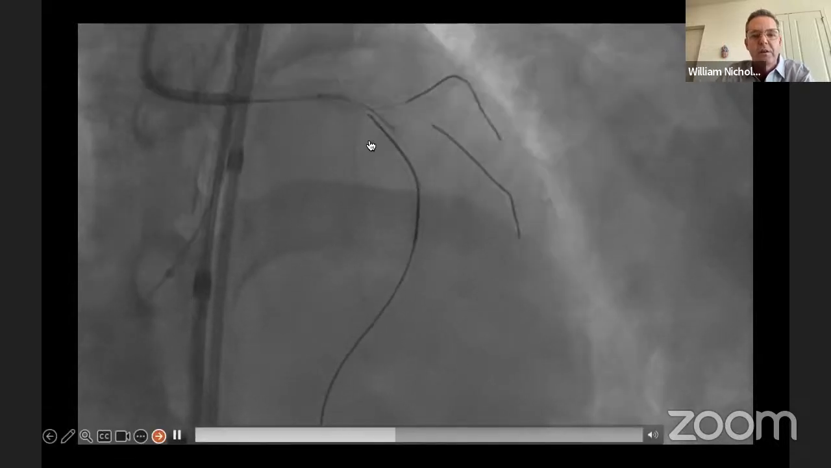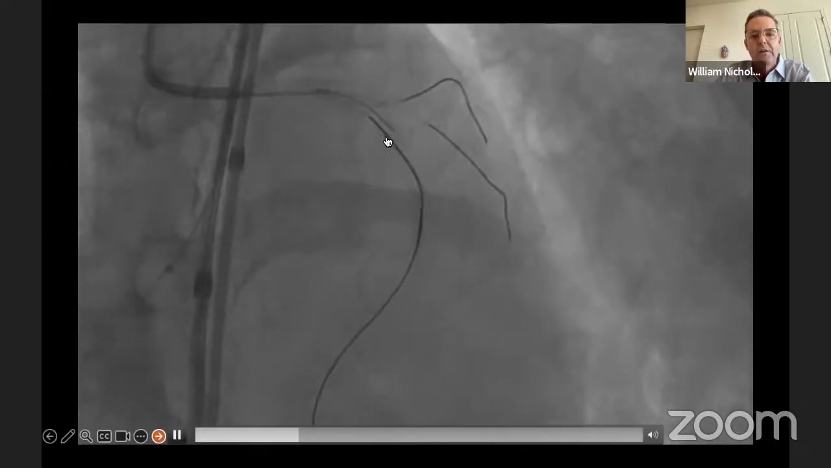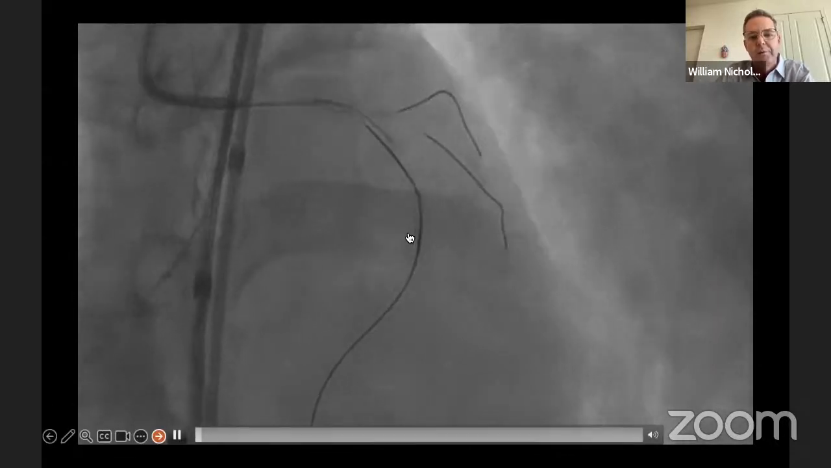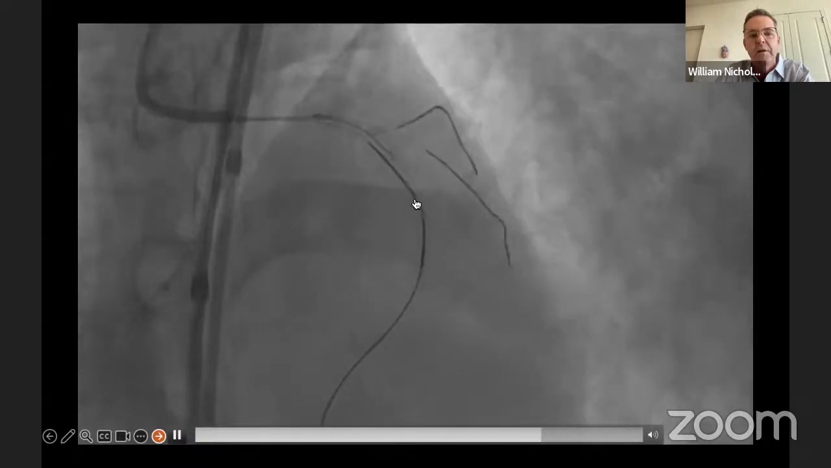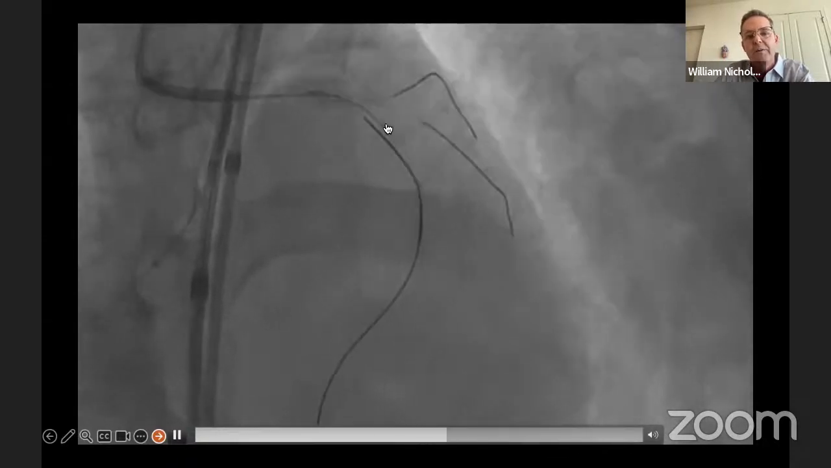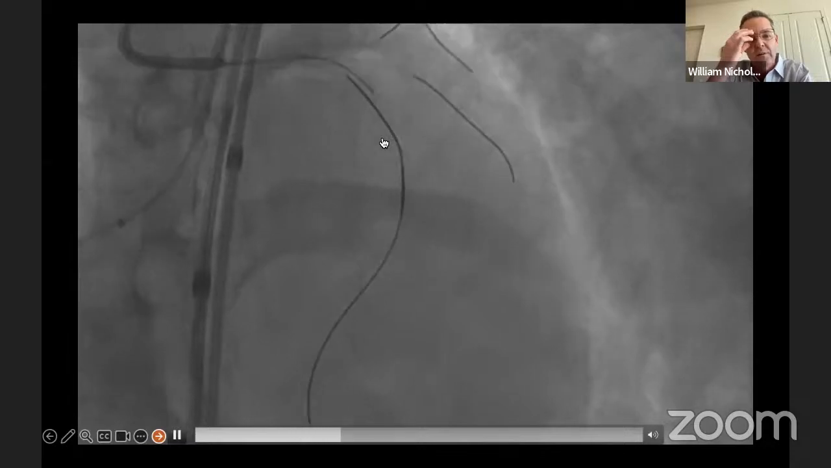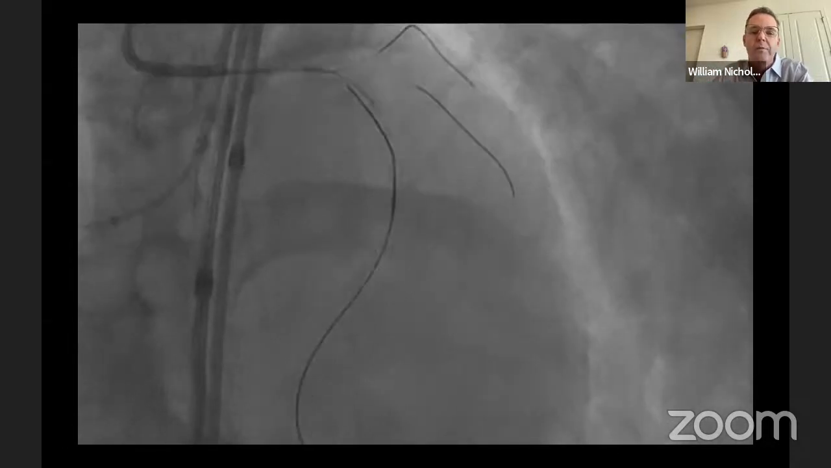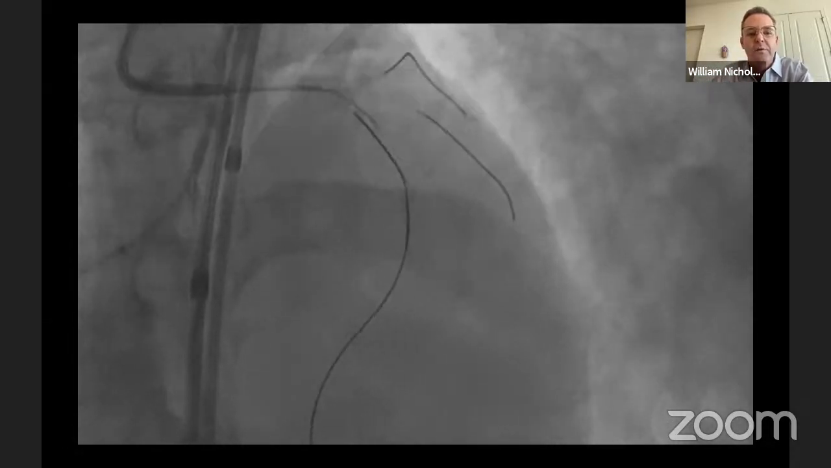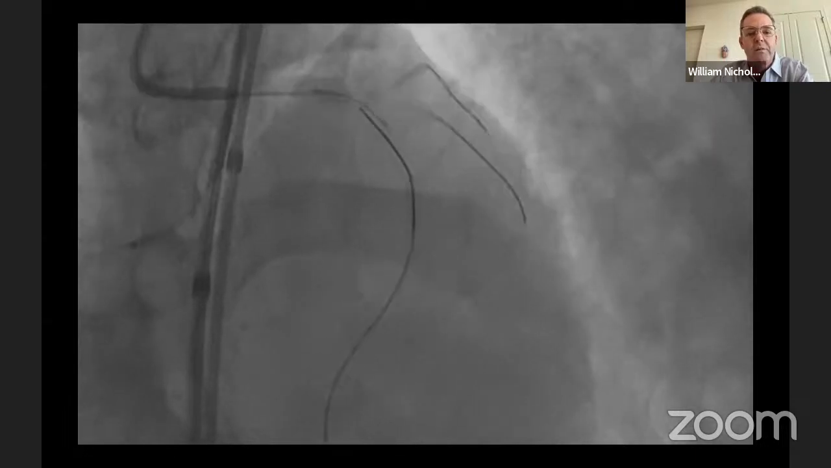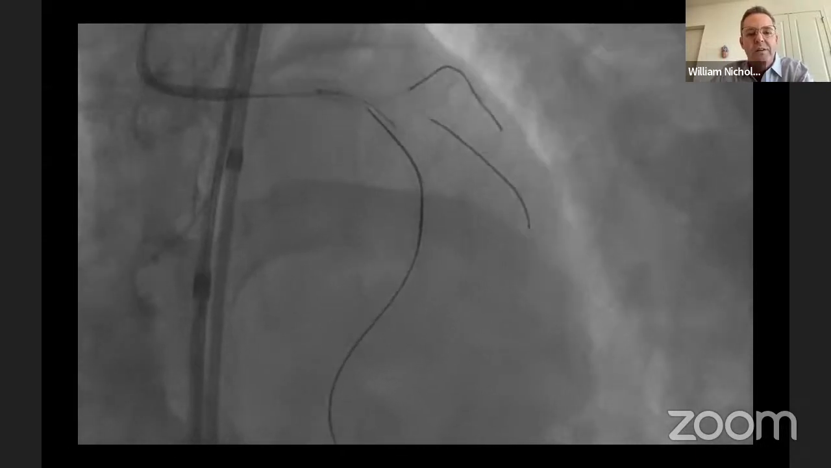And this shows that nicely, as you can see our retrograde gear sitting in the target LAD, albeit for a short period because we came in the LAD probably around here. But our antegrade wire is definitely in the vessel architecture, and it's definitely dancing with the retrograde gear. And so this poses the next question: what's your next step here?